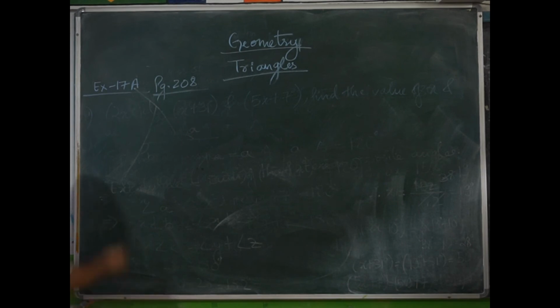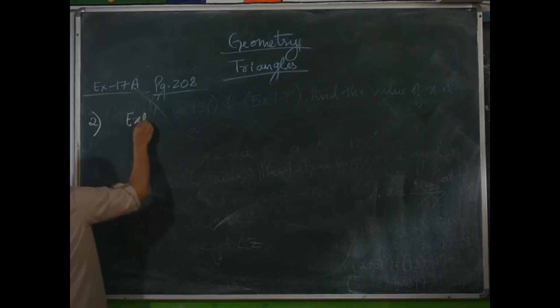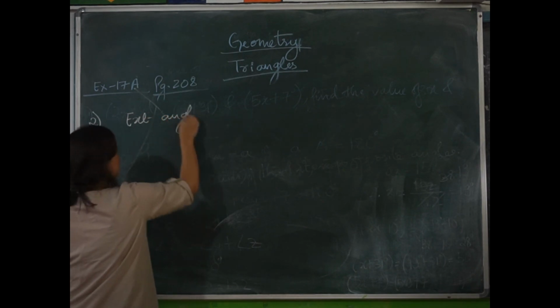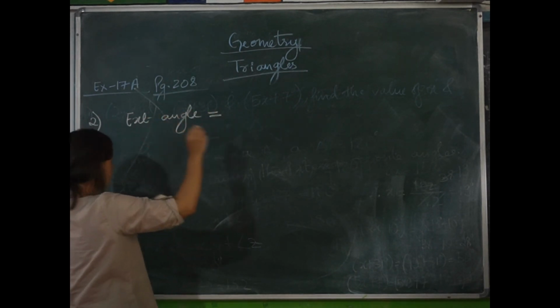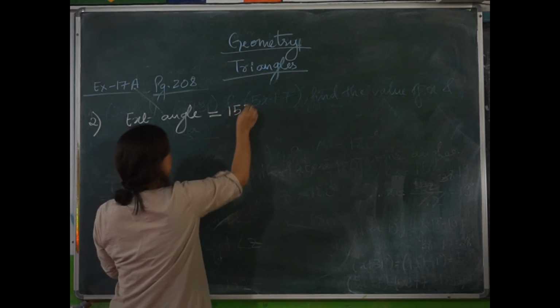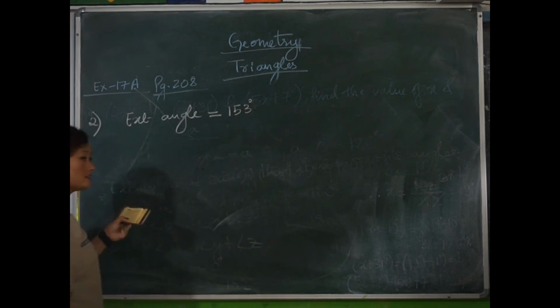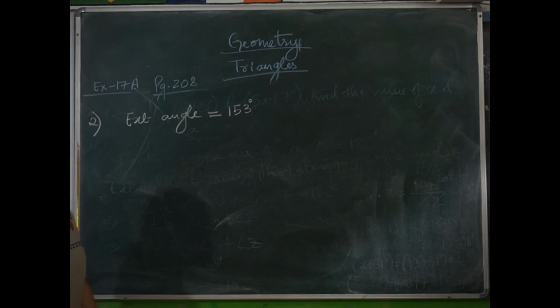So question number 2 says one of the exterior angles of a triangle is 153 degrees. The exterior angle is given as 153 degrees. The interior opposite angles are in the ratio 5:4.